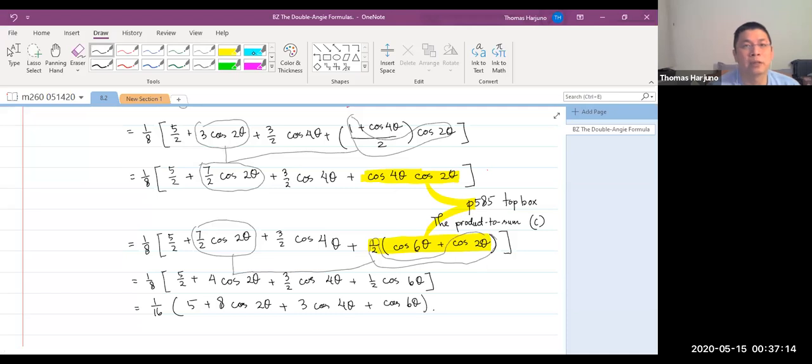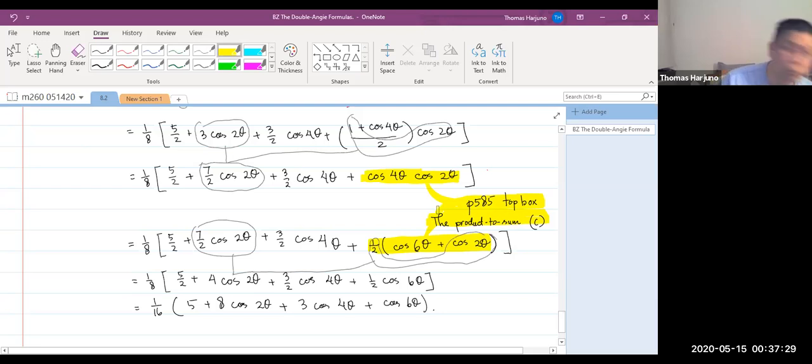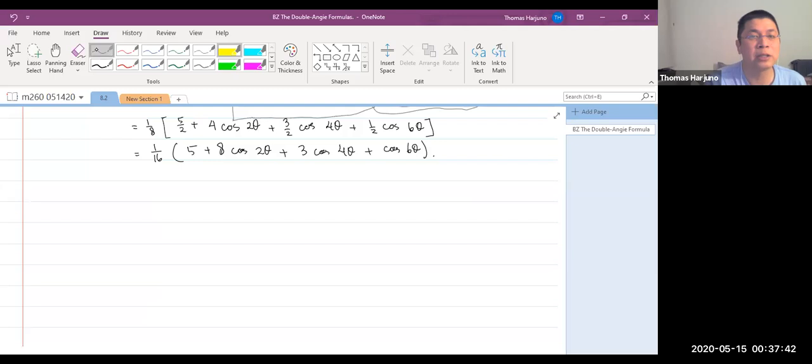Okay. But yes, I have to admit that somewhere in between, I need to borrow from something you're supposed to have learned from trigonometry, but in this textbook, they actually do use that in 8.3. I think it would be helpful if you actually memorize this power reduction formula.